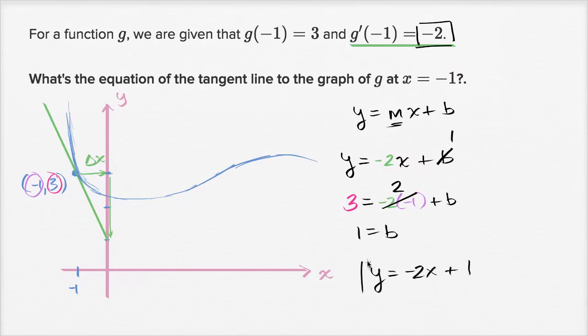And there are other ways that you could have done this. You could have written the line in point-slope form, or you could have written it in standard form, but at least this is the way my brain likes to process it.